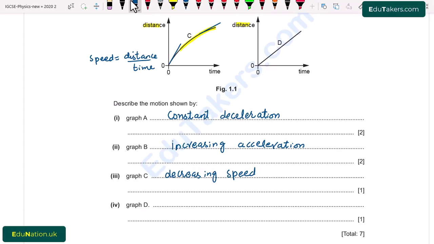Now graph D. You can see graph D, it's a straight line, and it shows that the speed is constant, because the slope of a distance-time graph gives us the speed, and the distance is changing in equal amounts with the increase in time. So it is a constant speed graph.